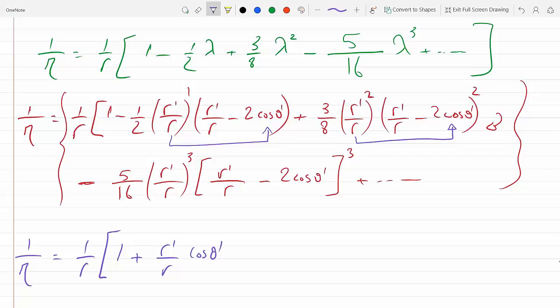It's probably easier to FOIL these before we do that, because we're going to get r squared times 4 of these, right?